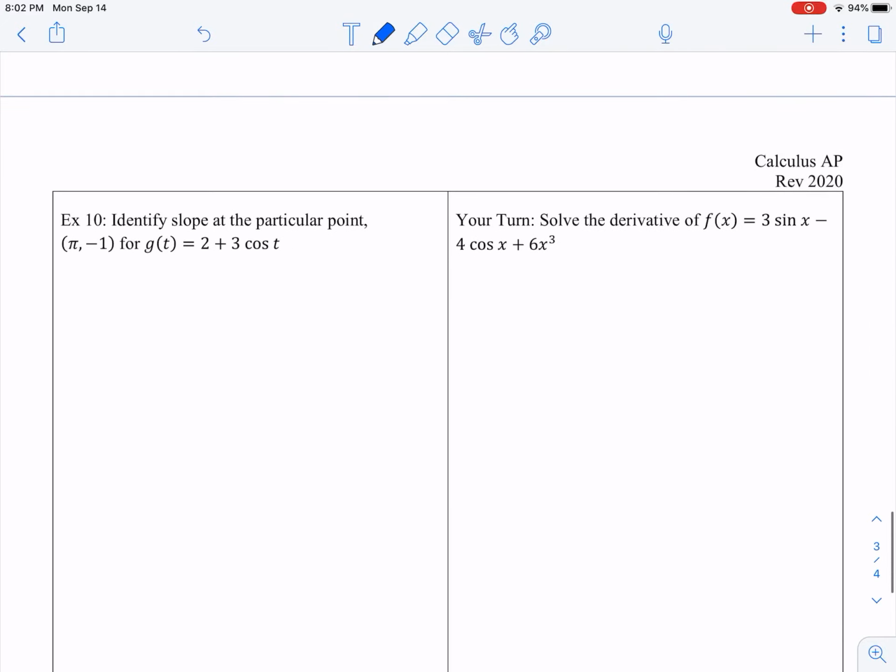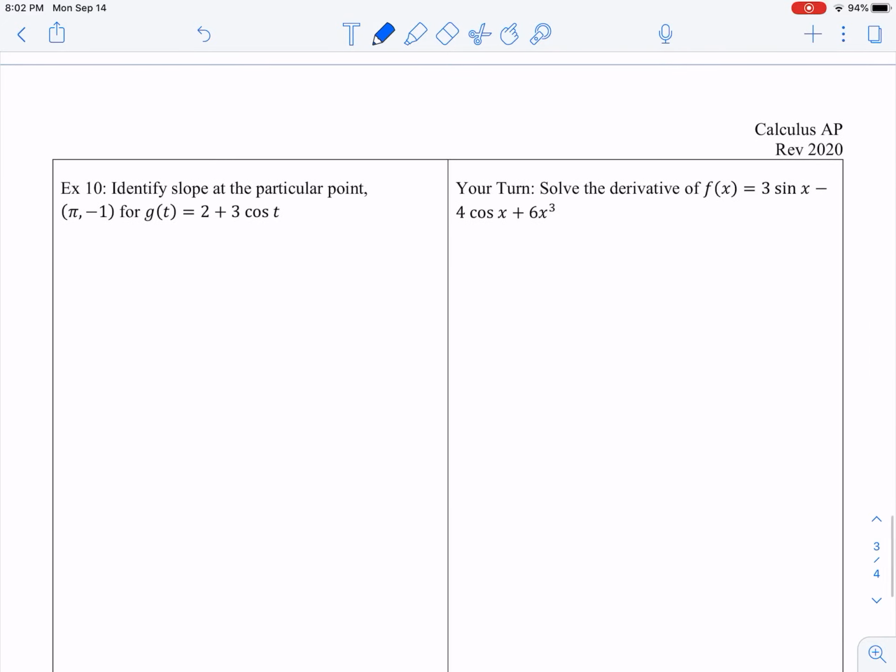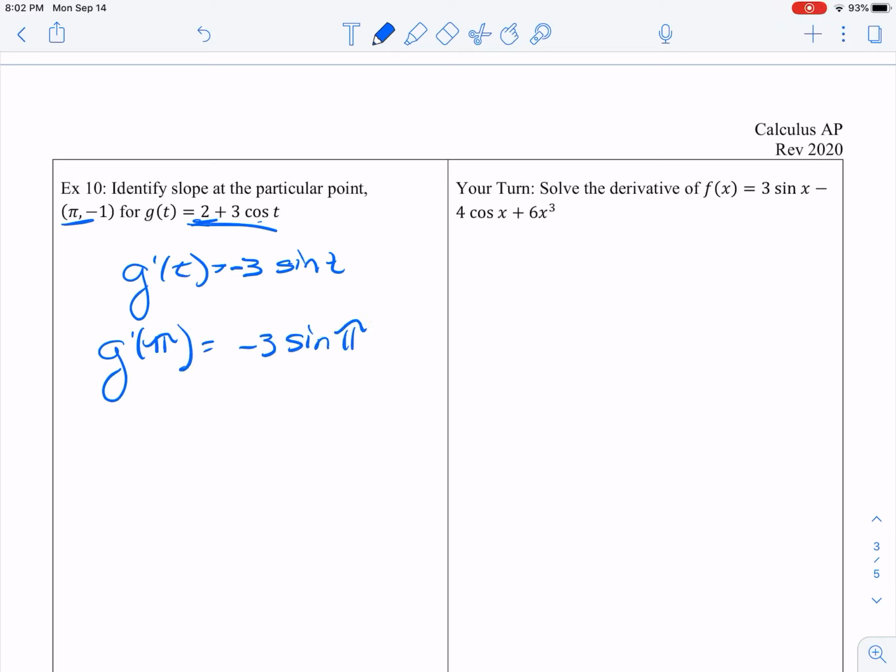Okay. Identify the slope at that particular point. So here's the point, here's my function. G prime: the derivative of a constant is 0. This is 3 times the sine of t, and it's negative. Now I got to plug in pi. G prime of pi is negative 3 times the sine of pi. Sine of pi is 0, so I get 0. Whoop, done.